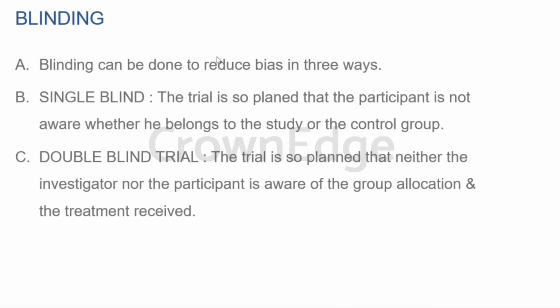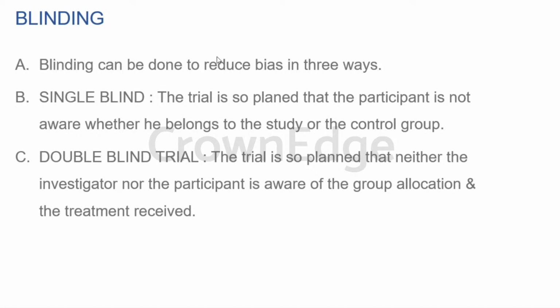To eliminate bias, we do blinding. Blinding is done to reduce bias in three ways. There are actually four ways, but generally three ways are sufficient: single blind, double blind, and triple blind trial. In a single blind trial, the participant does not know whether he is in the study or control group. In a double blind trial, the investigator and the participant do not know who is in the study group and who is in the control group. This is done by involving a third person who is just going to randomly allocate.